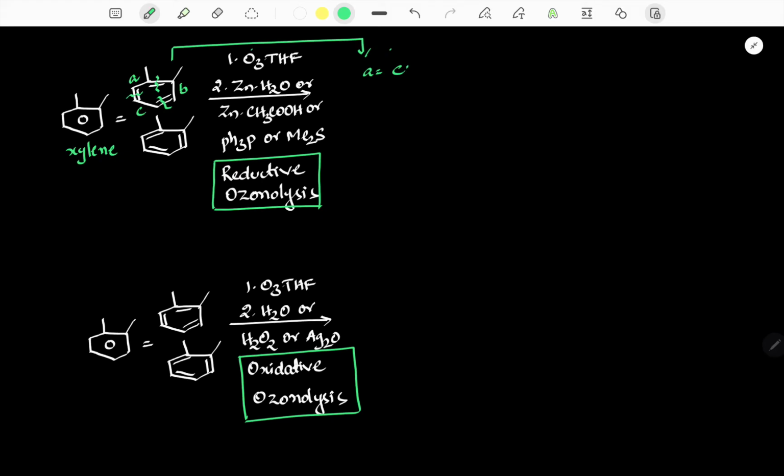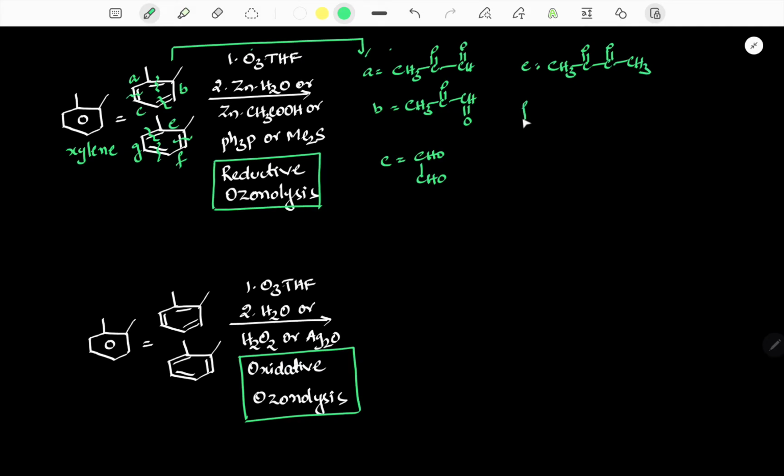Structure of A is CH3-C=O, CH=O. Structure of B is again CH3-C=O, CH=O, and the structure of C is CHO-CHO. And we have to do a similar case in the other canonical structure. Suppose they are E, F, G. Structure of E is CH3-C=O, C=O, CH3.